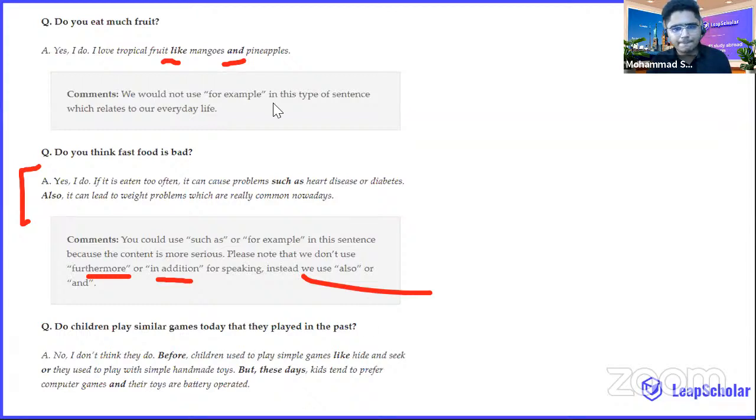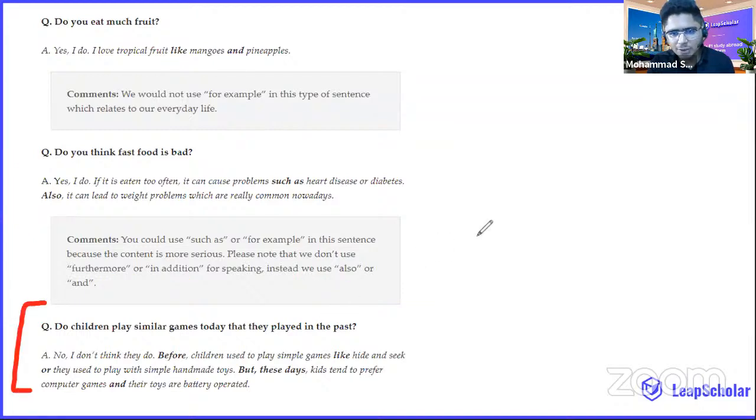Okay, look at this answer. I found this answer beautiful. The last one. Okay, I'm going to call Mehak. Yes, Mehak. Do children play similar games today that they played in the past? No, I don't think they do. Before, children used to play simple games like hide and seek, or they used to play with simple handmade toys. But these days, kids tend to prefer computer games and their toys are battery operated.